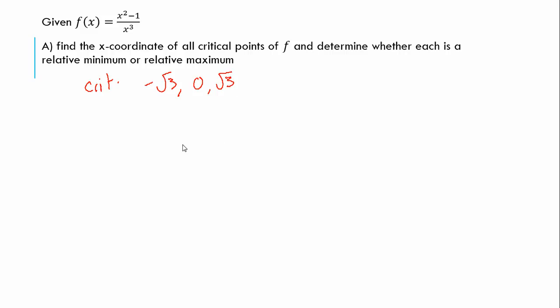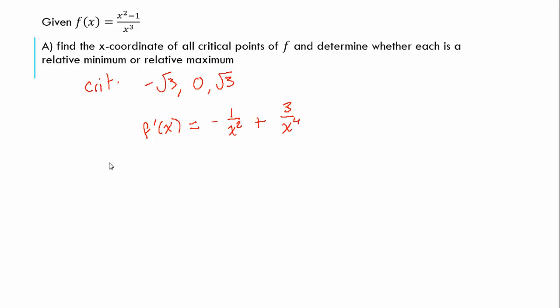Now we need to find the second derivative. So remember, f prime of x was equal to, oh gosh, what was it? It was negative 1 over x squared plus 3 over x to the 4th. That's what I get for erasing all the ink off the slide.